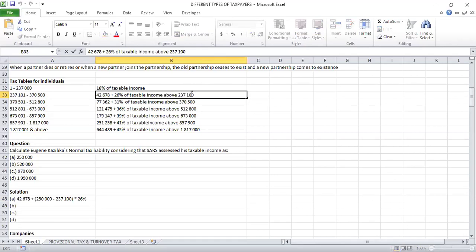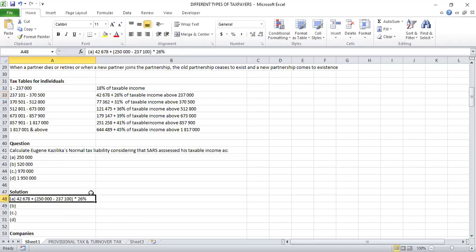237,000. Sorry about that, this should be 237,100. Above 237,100. Okay, that's fine. Right. So what do we get here? Can we please quickly calculate that tax?